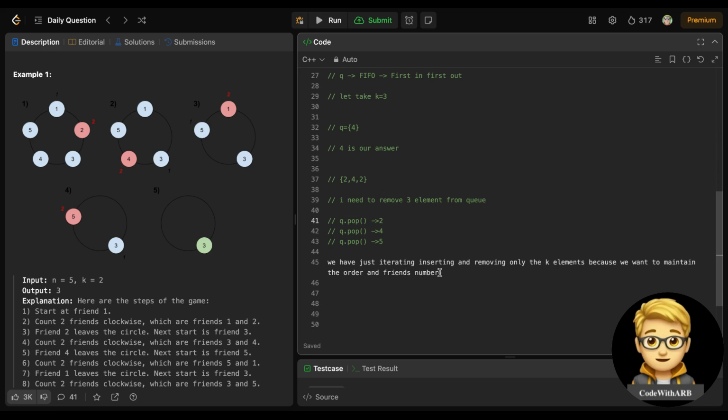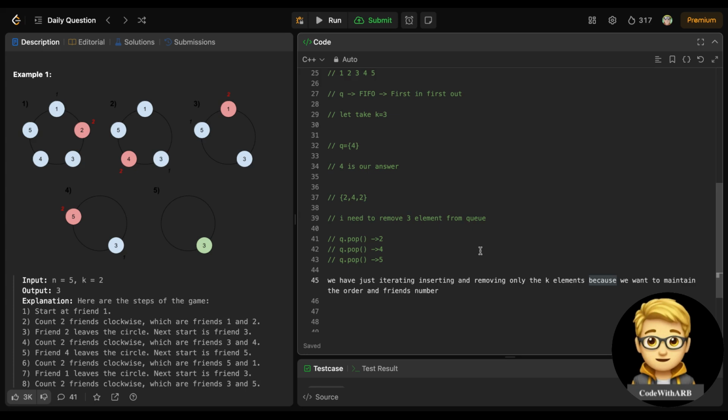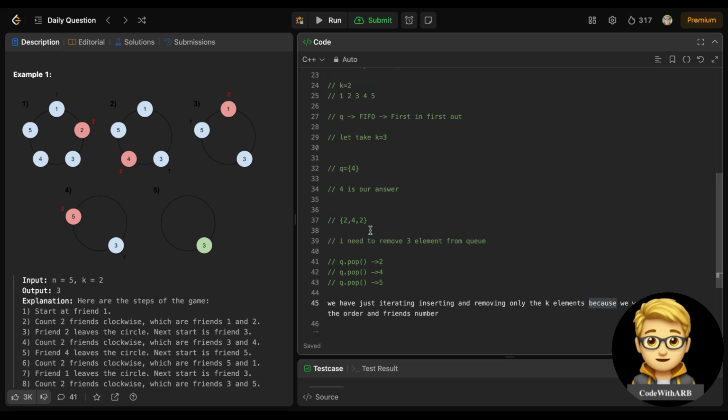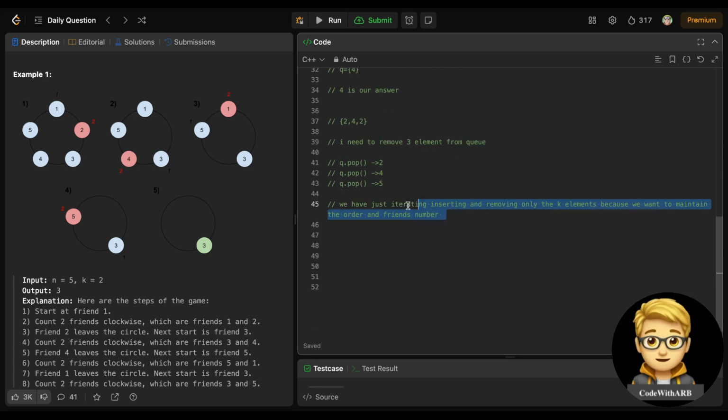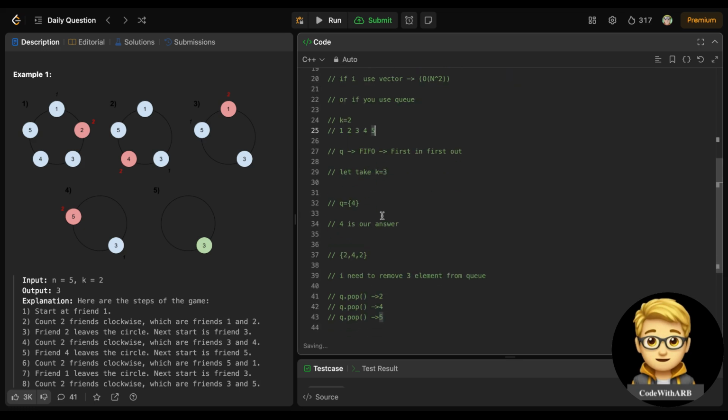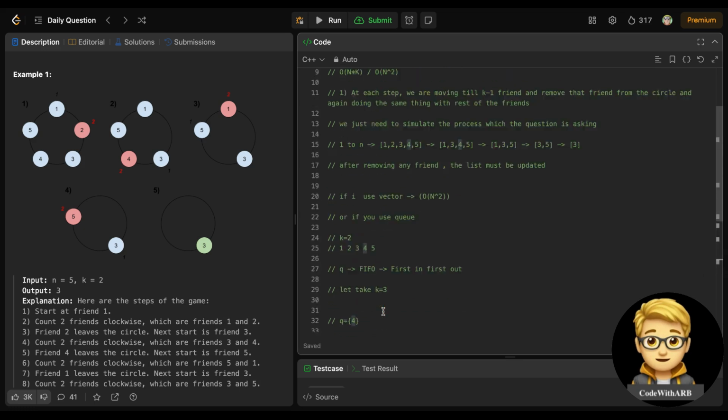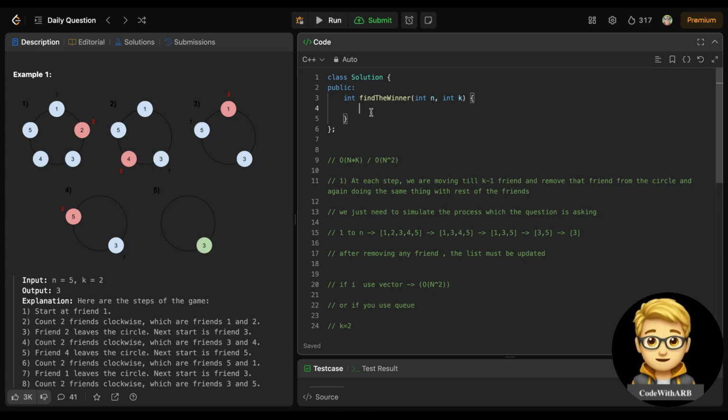So we only need to worry about these k elements, right? Because we don't want the kth element, so we will push back only the k minus 1 elements and remove the kth element permanently, while maintaining the same order which we have just shown, right? So basically we just want to implement the same process which we have done with a queue. Let's see how we will do that.